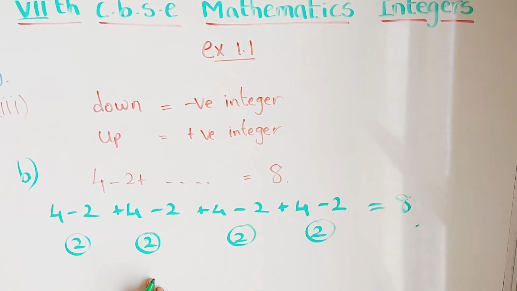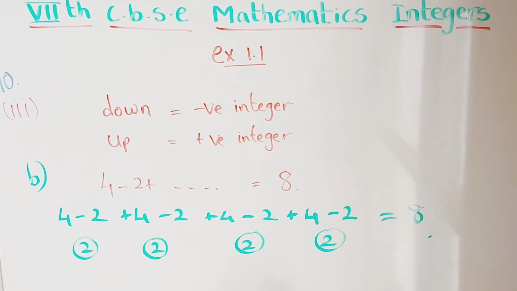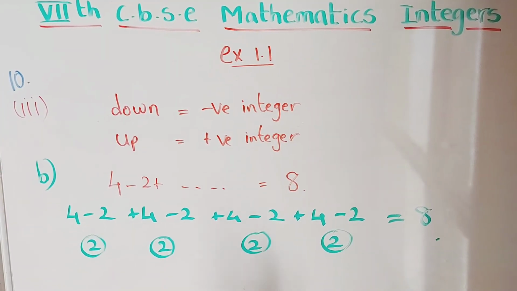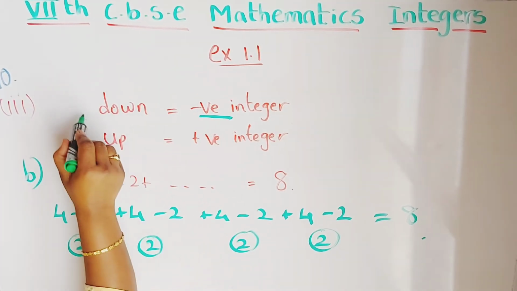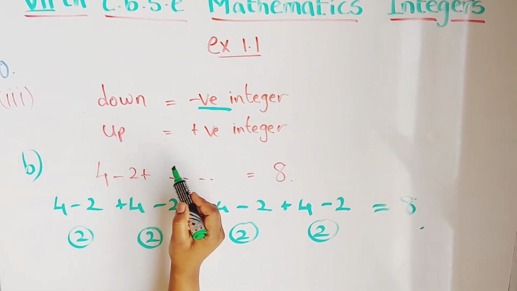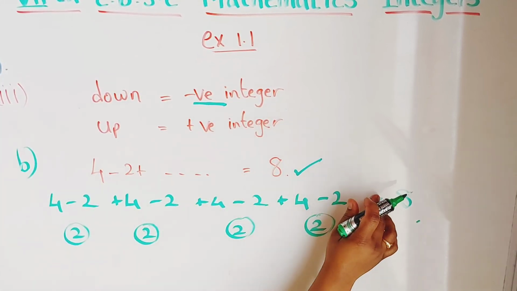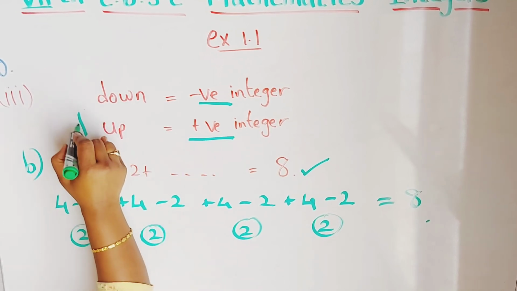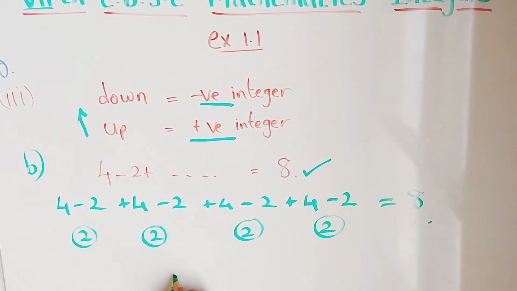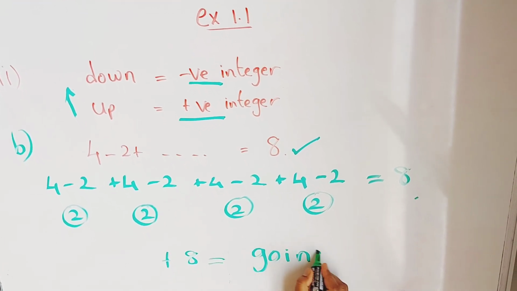In the same question they have asked the sum minus 8 represents going down by 8 steps. See, minus 8, that means negative integer represents going down. So what will the sum plus 8, that means question B answer, plus 8 represent? It is positive integer, so it is going up, right? Positive 8 represents going up. Okay children?